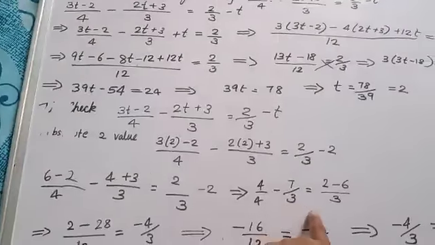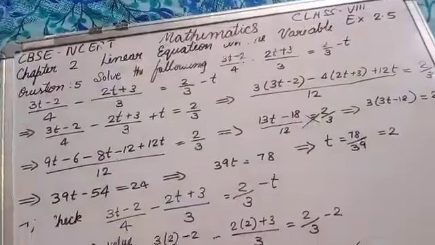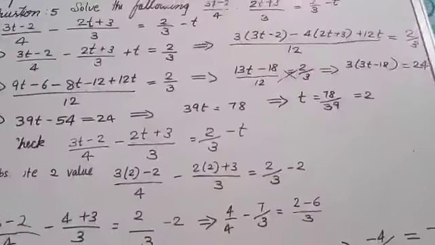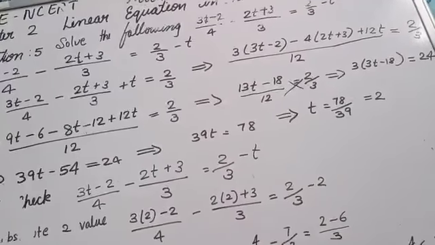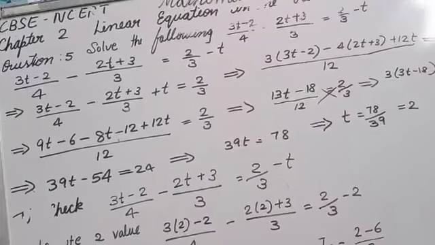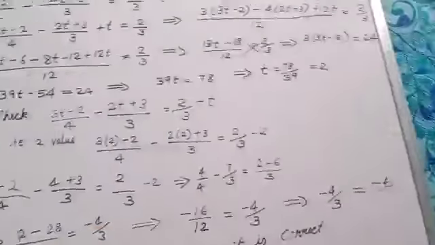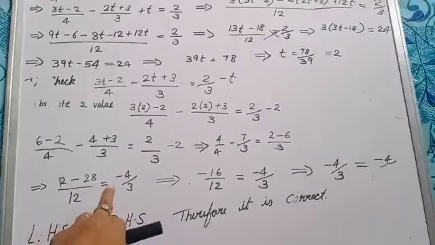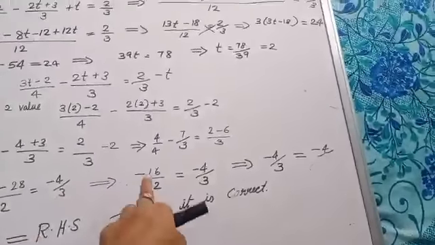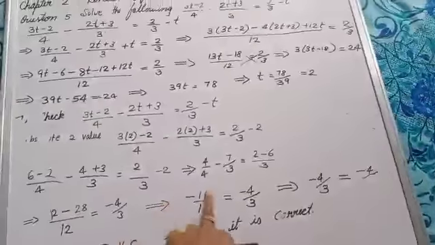But we have to take the LCM of this. So what we will be getting? 4 3s are 12, 3 4s are 12. 12 minus, 4 7s are 28. 12 minus 28, so we will be getting minus 16, and minus 4 by 3 on the same side. Because here I have put the arrow mark, next step.